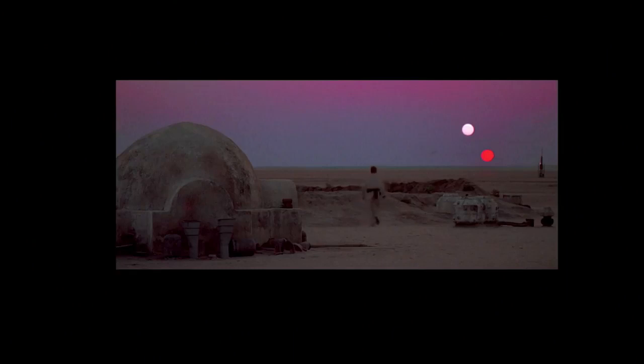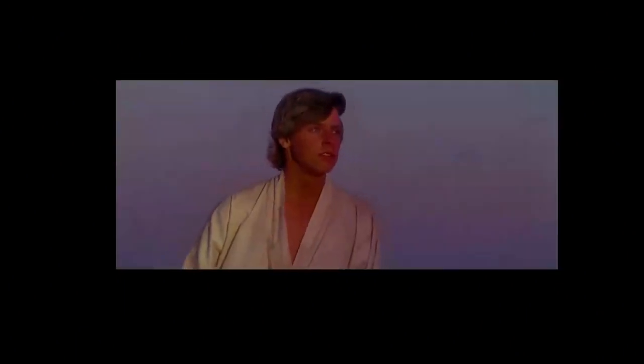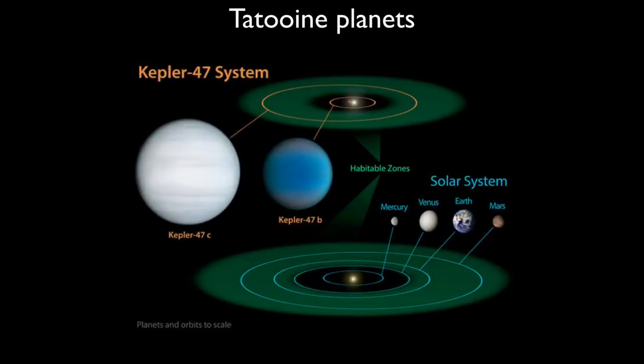All right, so this is an iconic image from Star Wars, the two suns in the sky. And a cool discovery from Kepler was planetary systems like that. Obviously, the only part we know about is the two suns in the sky part. So this is the Kepler-47 system for scale. The green ring is supposed to represent the habitable zone. And in the Kepler-47 system, there are two planets.